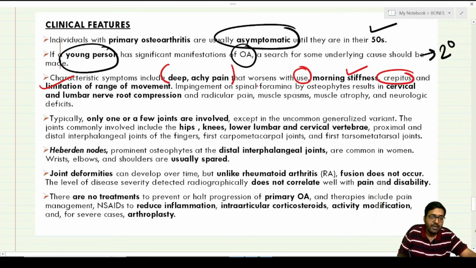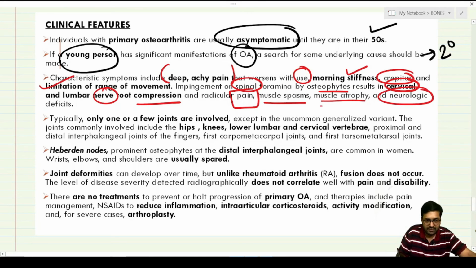Now impingement of the spinal foramina by the osteophytes results in cervical and lumbar nerve root compression, and this is going to lead to radicular pain, muscle spasms, muscle atrophy, and neurological deficits. Now, typically only one or few joints are involved, so it is not a systemic disorder. Very rarely it is generalized.